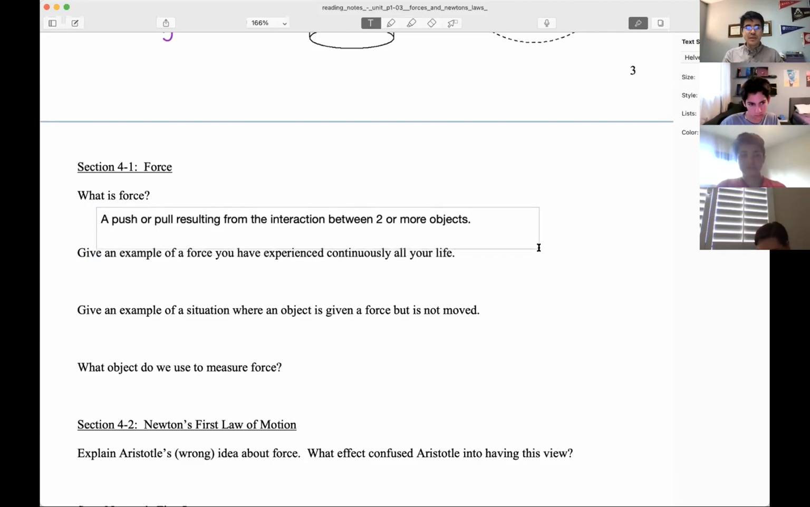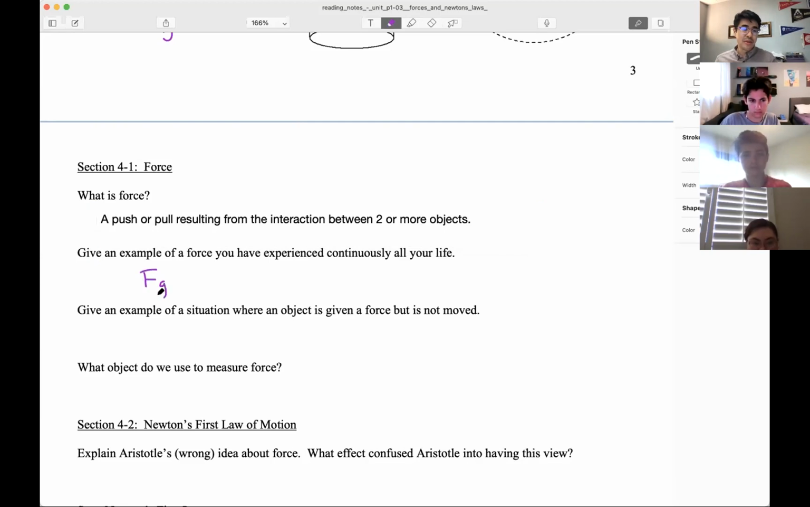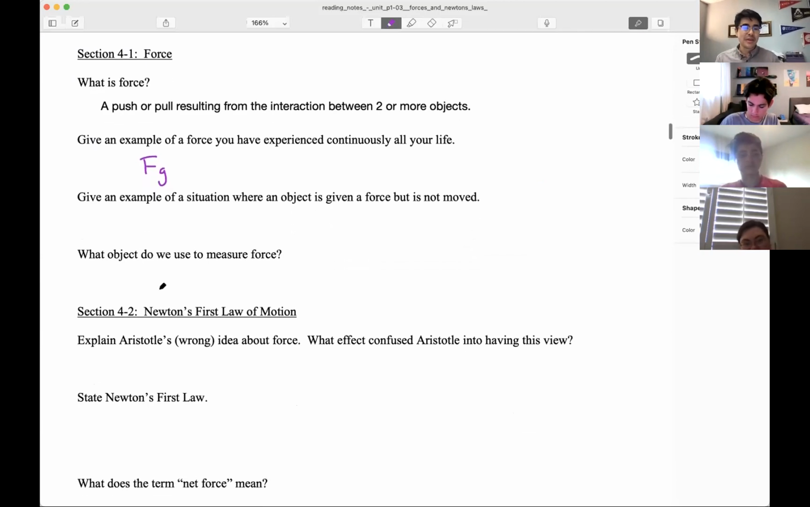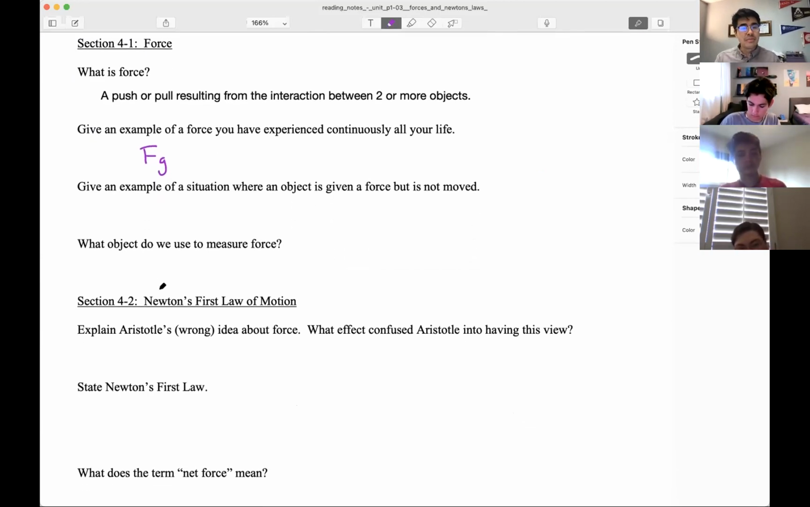So what's an example of force that you've experienced continuously all your life? Gravitational force. You've experienced that one, unless you've been to the moon or something, and then you can say the lack of gravitation. But even then you get the gravity of the moon. How about a situation of an object where it's given a force, but it doesn't move? You're pushing something and it's not moving. Pulling something and it's not moving.